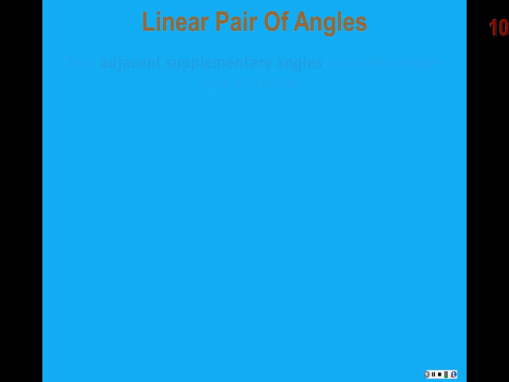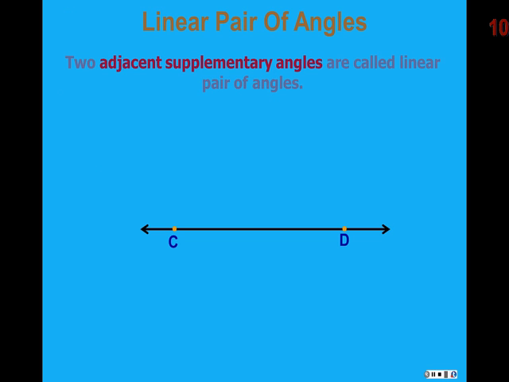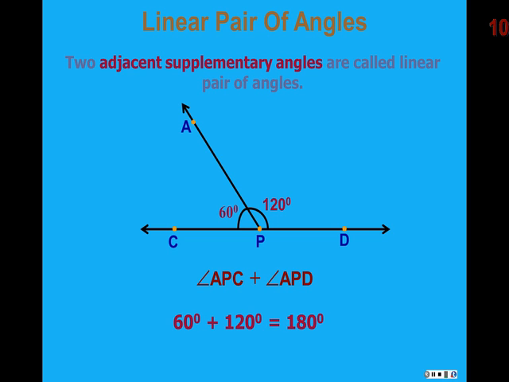Linear pair of angles. Remember, two adjacent supplementary angles are called linear pair of angles, okay? So linear means that they're adjacent, side by side. They're on one line. 60 plus 120 is 180 degrees. So this is a straight angle or a linear pair of angles situation. And you guys know that. You know it's supplementary.